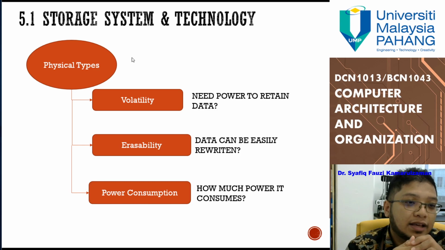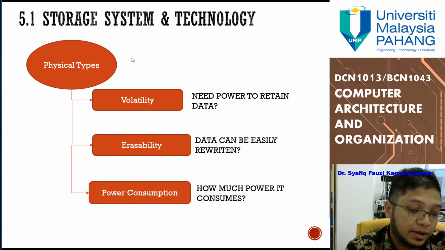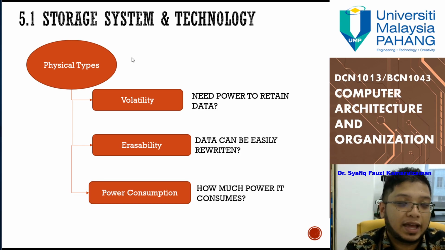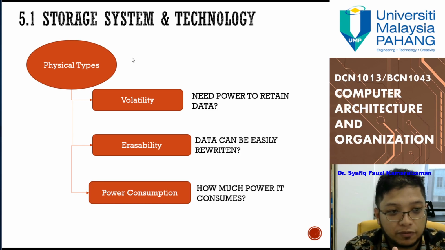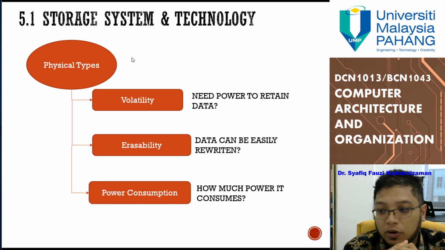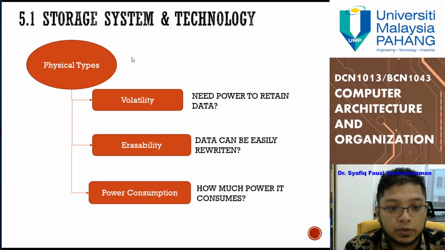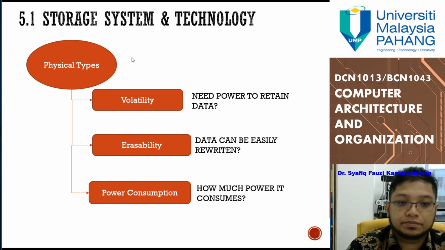And then next we have erasability. This means whether the data can easily be rewritten or removed from the memory or not. One example of something we cannot remove easily is a CD. It is hard for them to be removed. And finally, we have power consumption. How much power does it consume? If it's a volatile memory, it will consume a lot of power because you need power to make sure that the data remains inside the memory itself.